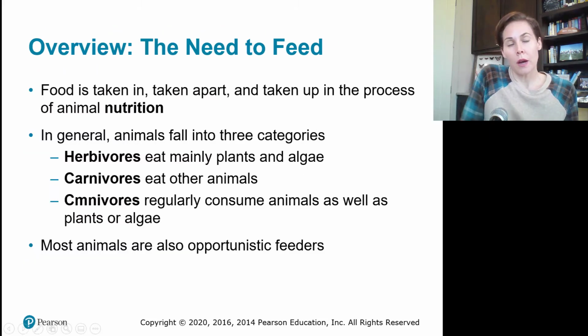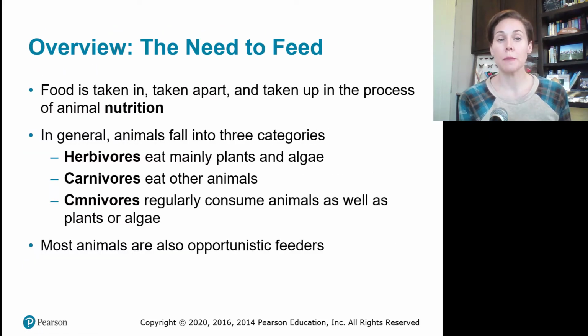So the term nutrition basically means you take food in, the food that's taken in is torn apart, and then it's absorbed. So taken in, taken apart, and taken up is the process of animal nutrition.